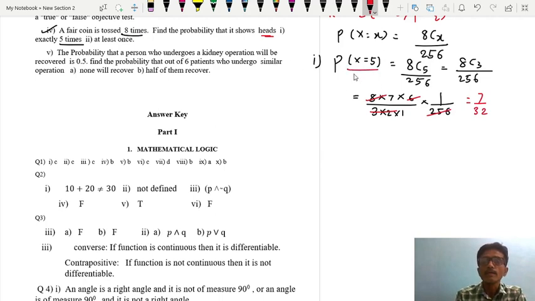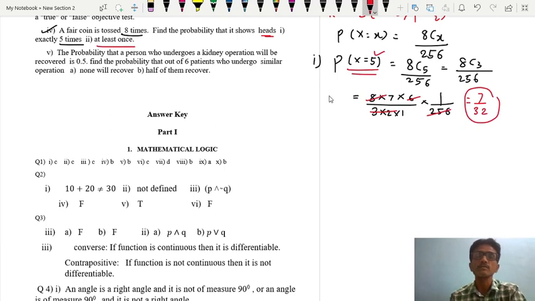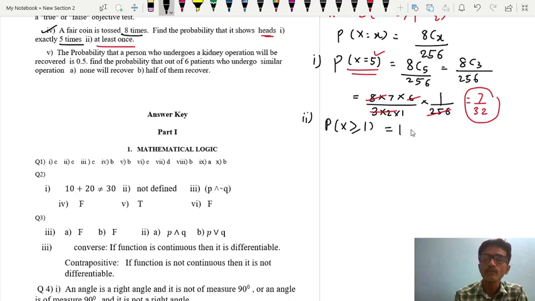So the probability of getting exactly 5 heads will be equal to 7 upon 32. And the next is at least once. So what does at least once mean? We get a head at least once. Second sub question is the probability of getting at least once. So at least once means one or greater than 1. So this you can find as 1 minus probability of x strictly less than 1, that is 1 minus P of x is equal to 0.